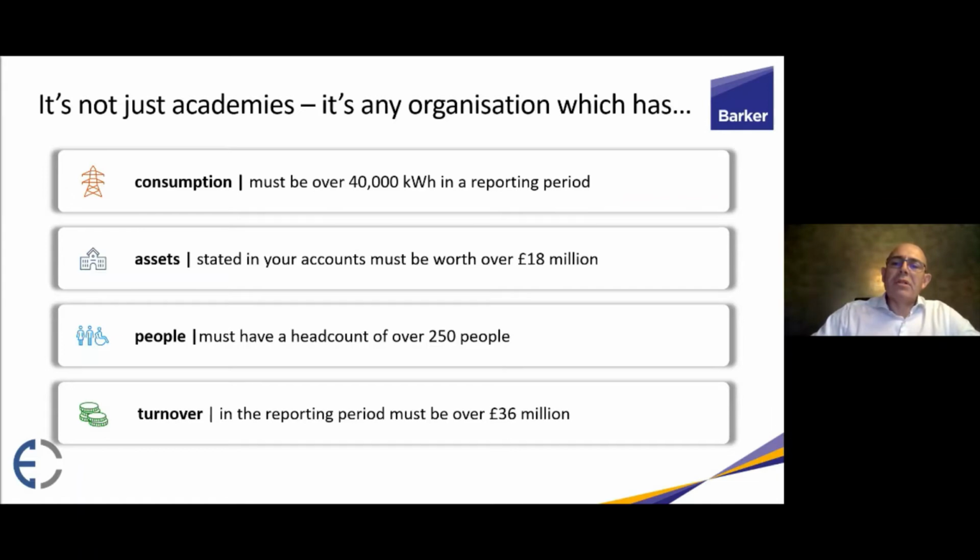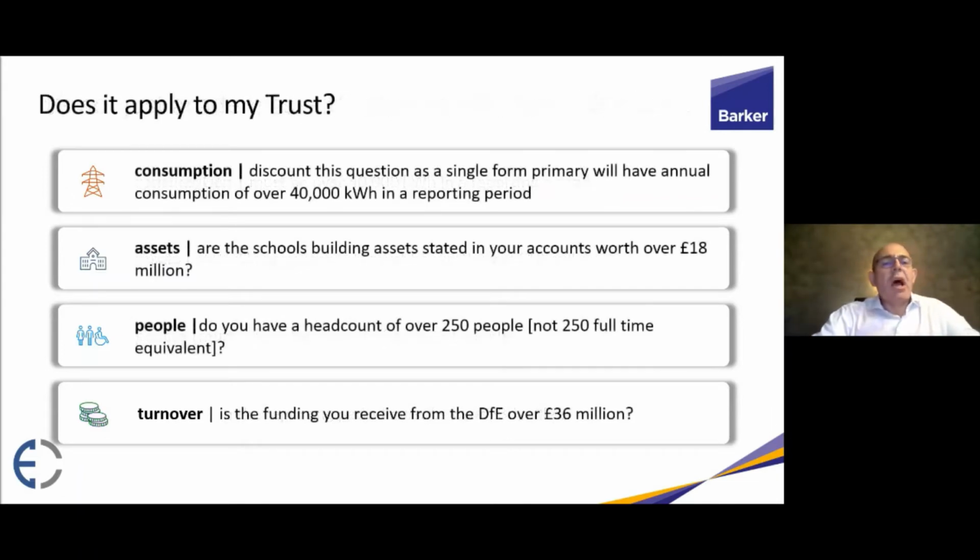So what does that mean for an academy trust? A single form primary will have energy consumption of over 40,000 kilowatts. So the consumption target really isn't one to worry about. It's probably going to apply to everybody out here. School buildings, the assets over £18 million in your annual accounts, that probably equates to a secondary school and a primary school. So if you're a trust that has a secondary school and a primary school, the chances are your assets will be over £18 million in your accounts.